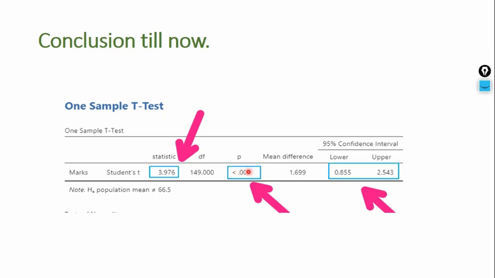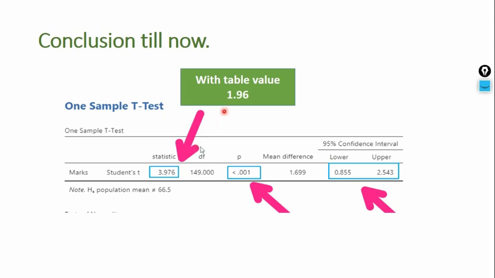We will compare this p value with alpha, the level of significance, in our case 0.05. This is the mean difference. Mean difference means our mean and the hypothesized population mean. Lower and upper, I have shown you how to calculate these values. Friends, now it is time to take the decision.